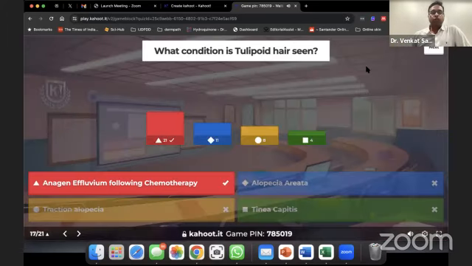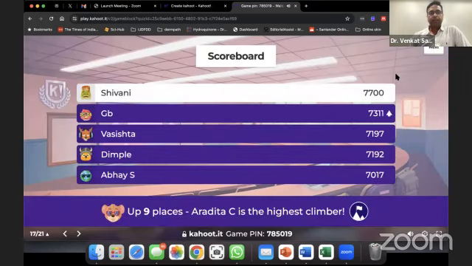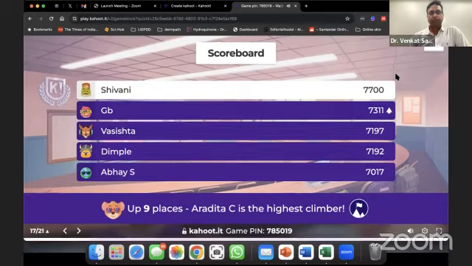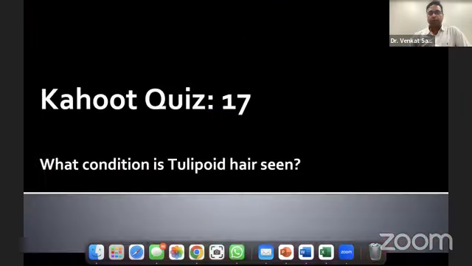Here's indeed anagen effluvium following chemotherapy, where you see tulipoid hair. Let's see who's leading. Shivani, followed by GB, Vashishta, Dimple, and Abhay. Well done. So let's go on to the answer.